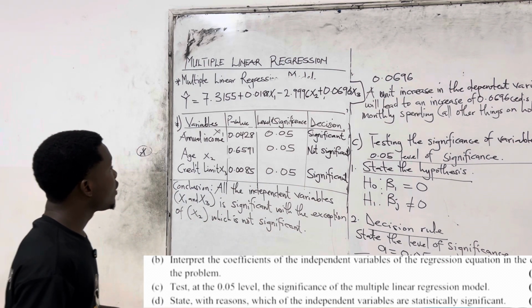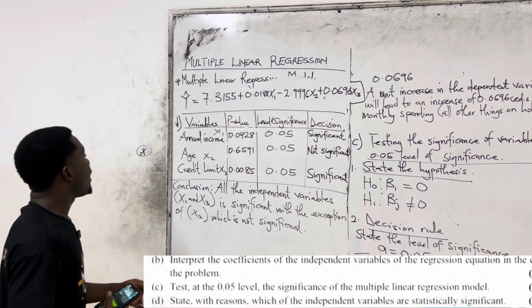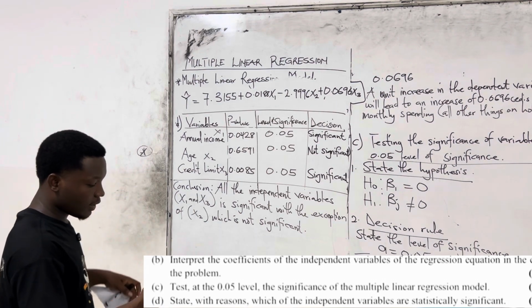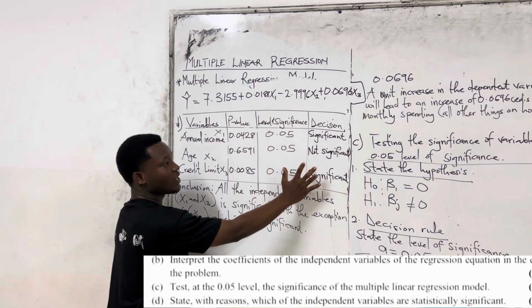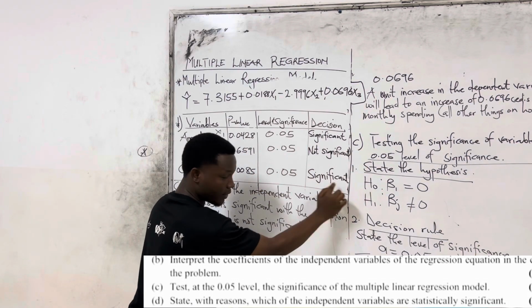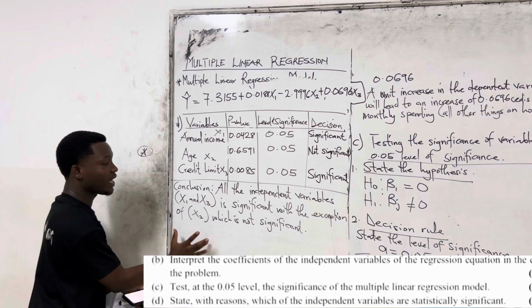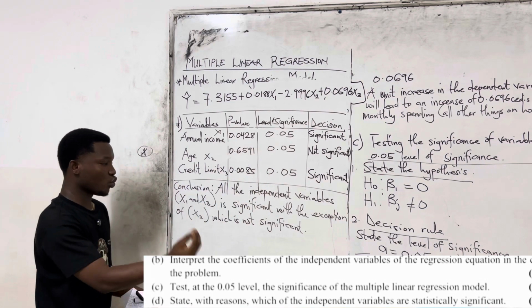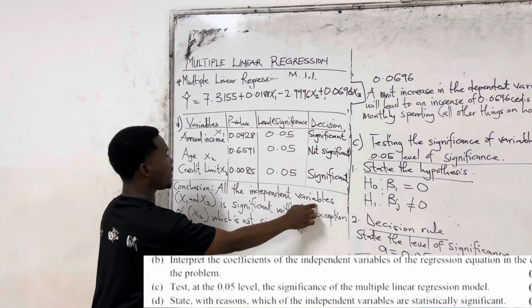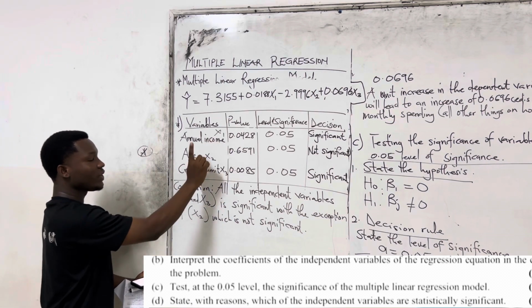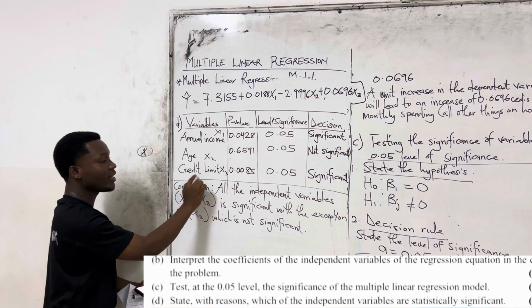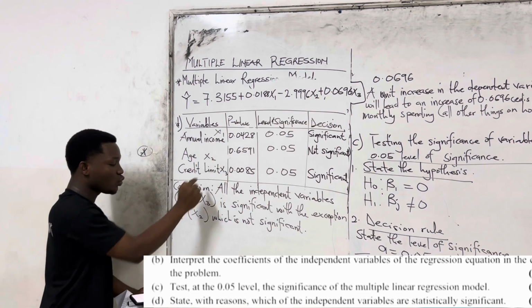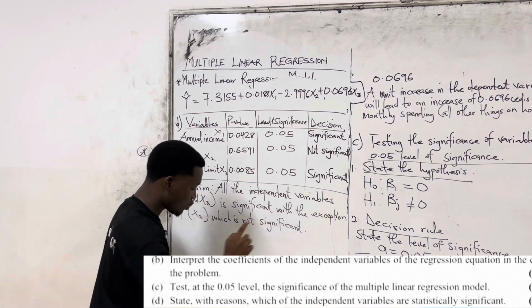So we are done with stating with a reason. We have stated which is significant and which is not significant. Now the reason, as we can conclude, is our evidence. So right now we can conclude that all the independent variables, X1, which is annual income, and X3, which is credit limits, are significant, with the exception of age, which is X2, which is not significant.